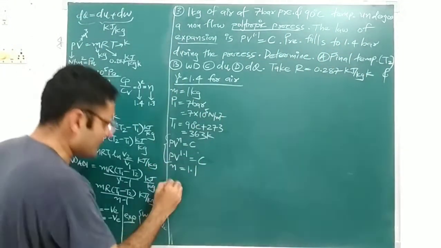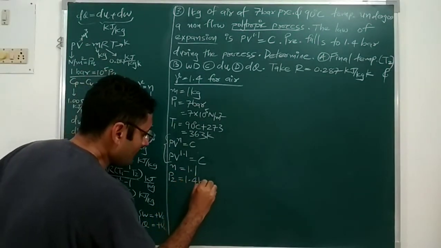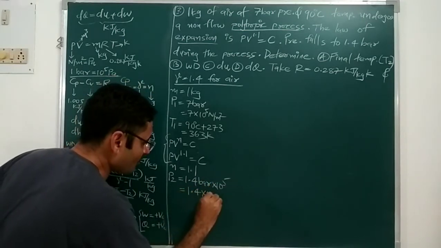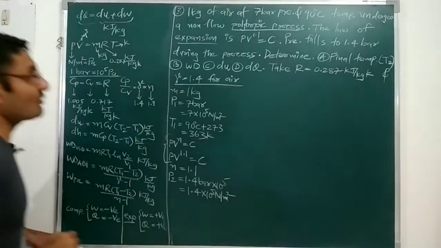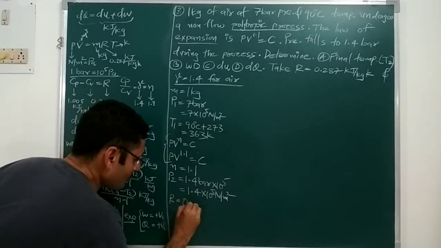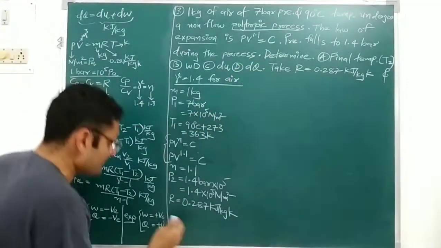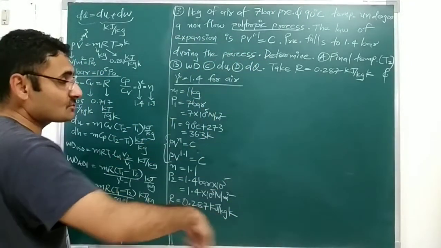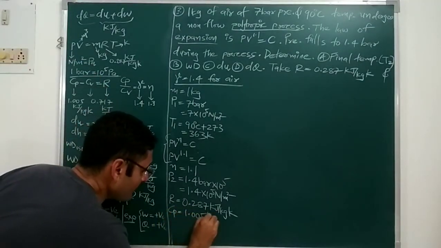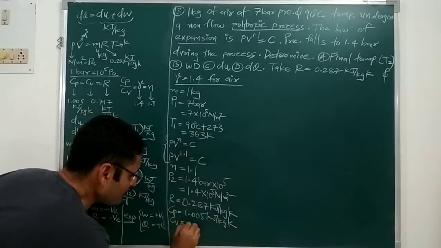Now pressure falls to 1.4 bar. That means initial pressure is P1 and it falls, so P2 is 1.4 bar multiplied by 10 raised to 5, which gives 1.4 into 10 raised to 5 Newton per meter square. Anything else? Nothing is given. So we will assume the value of R as 0.287 kilojoule per kg Kelvin. Also Cp and Cv are not given, and over here it is not asked to calculate these values. So I will write Cp equals 1.005 kilojoule per kg Kelvin. That is your assumption. And Cv is equal to what?